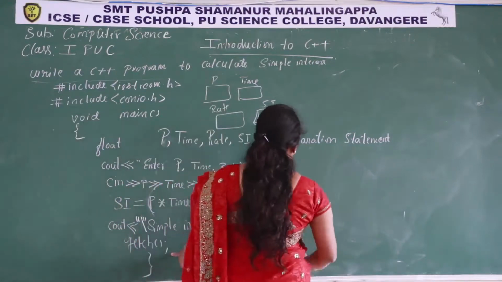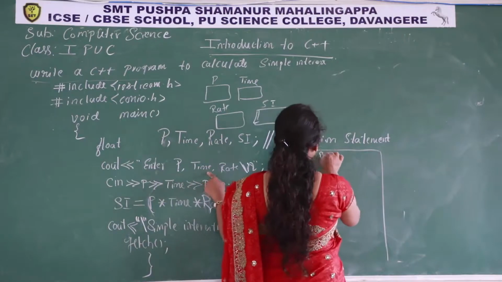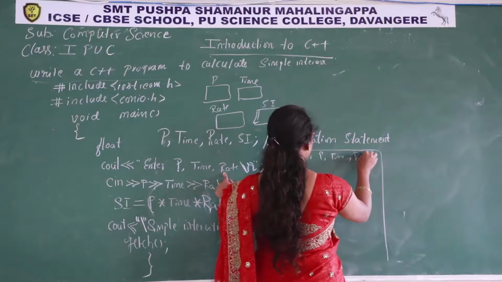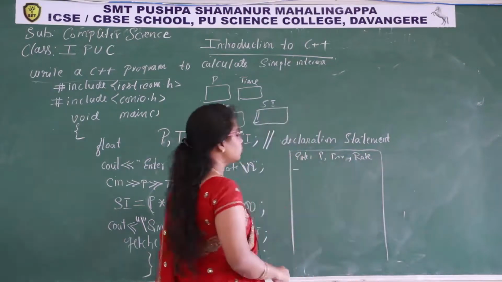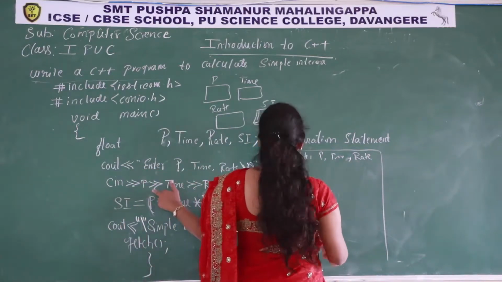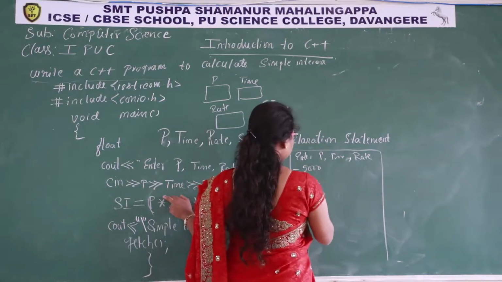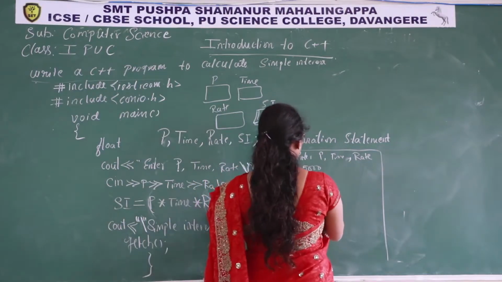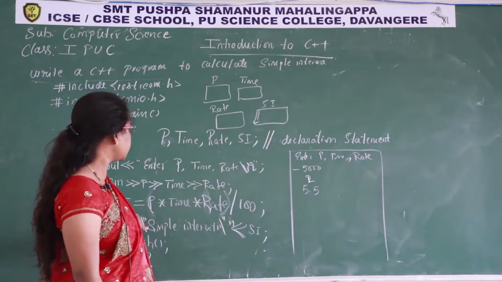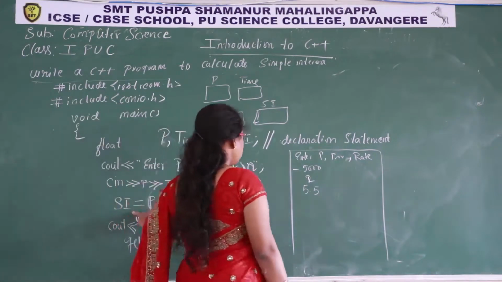Then what would be the output here? First it displays "enter P, time and rate". What you have written, it will display here. \n is there, so the cursor comes to the next line. Then I have to input P here, I'll give 5000, time I'll give 2 years, and rate of interest I'll give 5.5. Then SI is equal to simple interest, internal calculations will be done. So what is the calculation here?